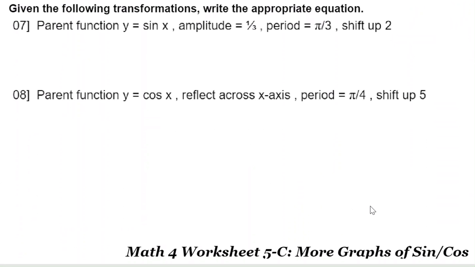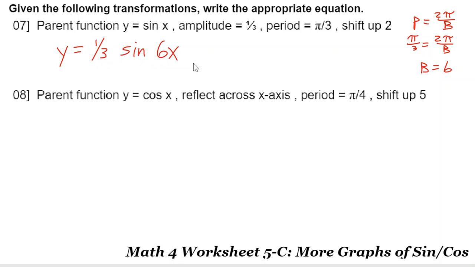Okay, now we're doing the same thing. We're writing some more equations. We are going to have to stop and figure out what the period is. If the period is π/3, and we kind of just figured this out a minute ago, we figured out that b was going to be 6. So we're going to say y equals amplitude of 1/3 sine. We're going to say 6x, and there's a shift up of 2.